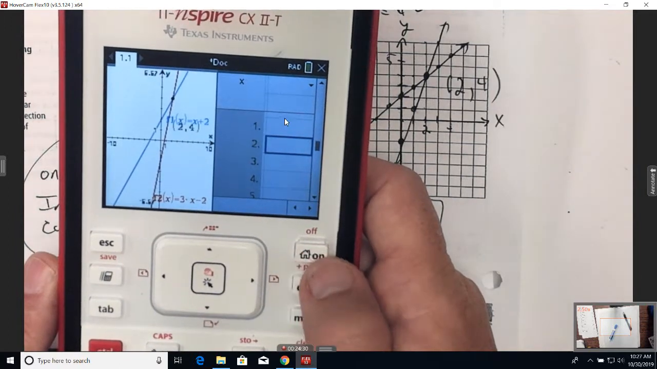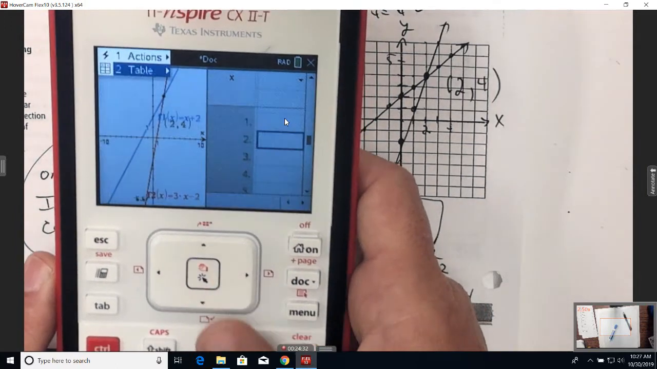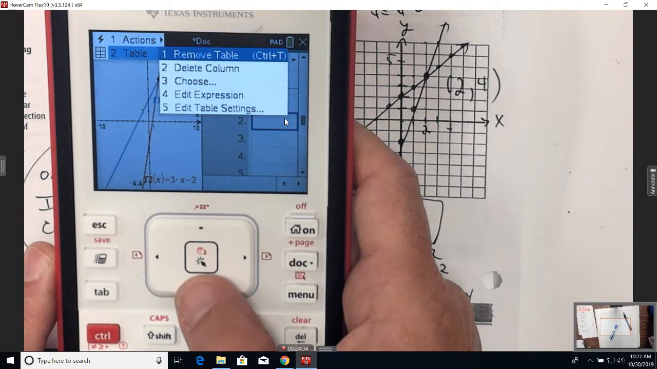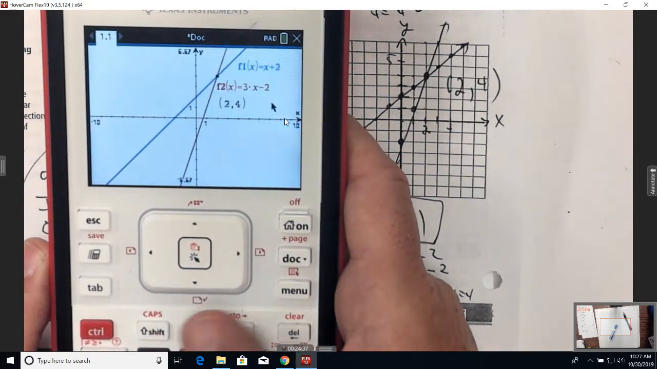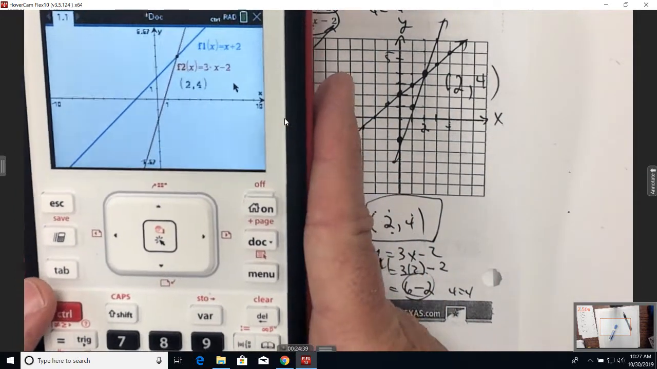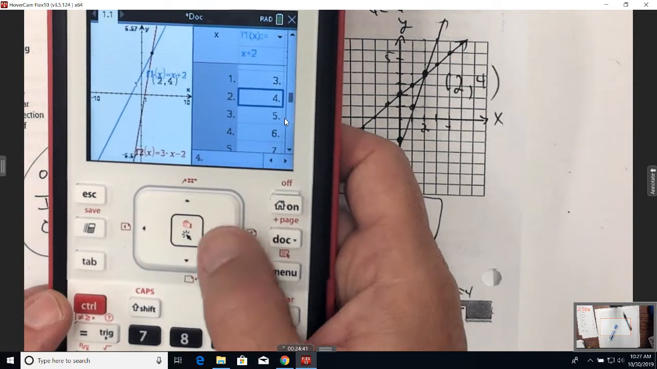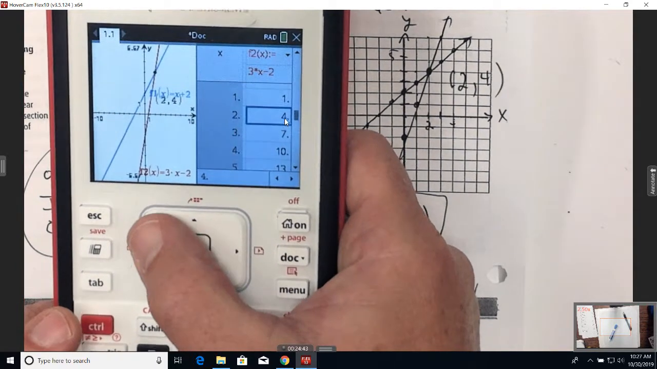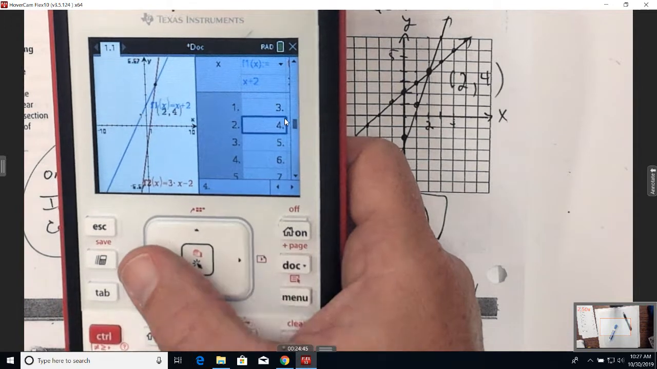Okay, I don't know what I just did. I accidentally cleared that out somehow. Okay, see if I can call it back. All right, let's remove table, and then see if I can call it back. Yep, there it is. Y'all see that? 2 and 4.